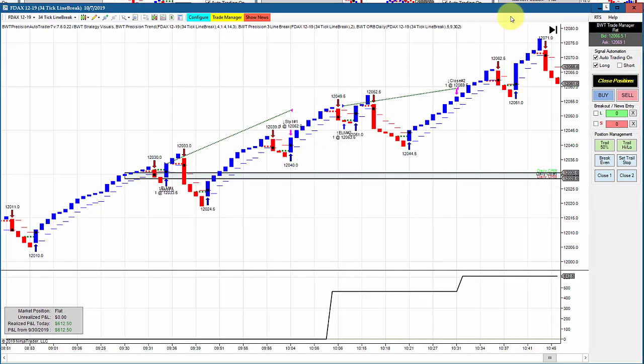Okay, I just wanted to show the 34 tick line break because it has a respectable return, and it uses the open range filter. This did 612.50. So yeah, I still believe in line break. Really great strategy, just requires a little effort to trade it.